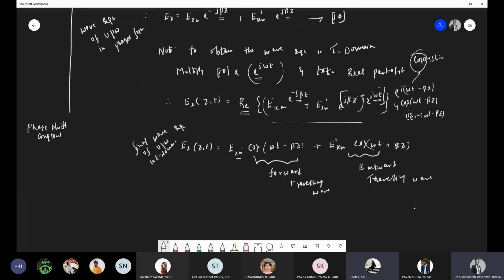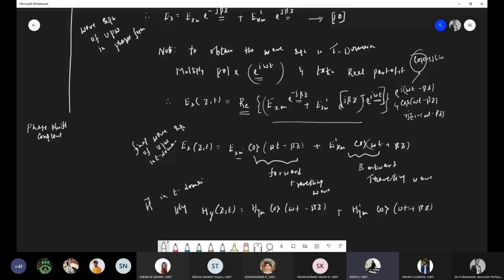Similarly, you can write the equation for Hy, that is the magnetic field, varying with respect to z and t only, as Hym cos of omega t minus beta z plus Hym dash cos of omega t plus beta z. This is the H equation in time domain.